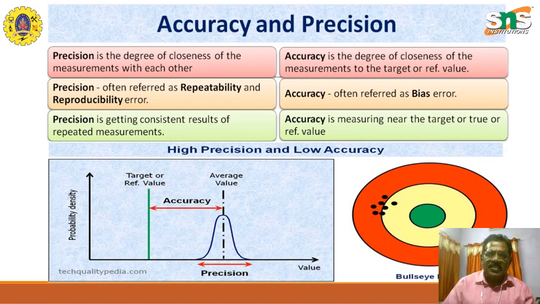Now, precision is the degree of closeness of measurements to each other. Precision is often referred to as repeatability. Trying to come to the same point again and again is repeatability, or it is also called reproducibility error. Okay, precision is getting consistent results from repeated measurements. But what is accuracy? It is the degree of closeness of the measurement to the target or the reference value. Accuracy is often referred to as bias error, and accuracy is measuring near the target or true reference value. This is the difference between accuracy and precision.